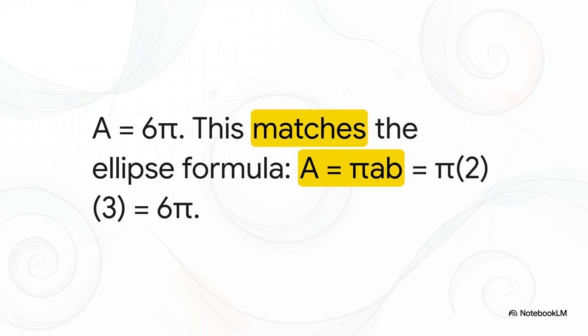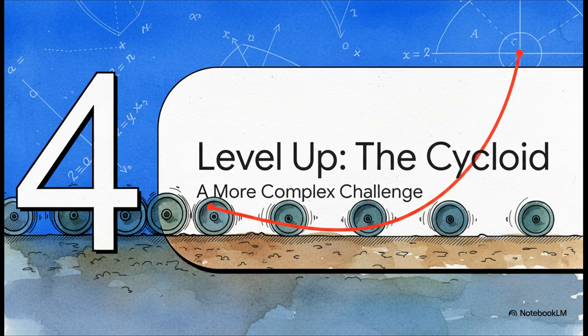Now, what's so great about this is we can actually check our work. The standard formula for the area of an ellipse is pi times a times b, which in our case is pi times 2 times 3, or 6 pi. It matches perfectly, so our new method totally works. But what about a curve that doesn't have a simple known area formula? Now that we've built up some confidence, let's tackle a more complex and honestly a more beautiful curve, the cycloid.